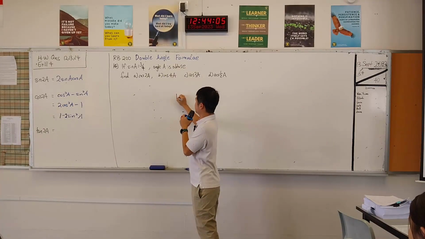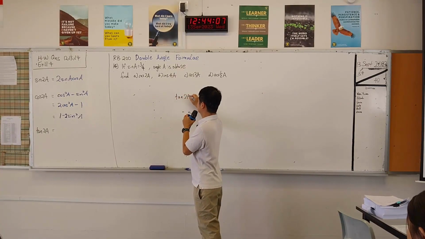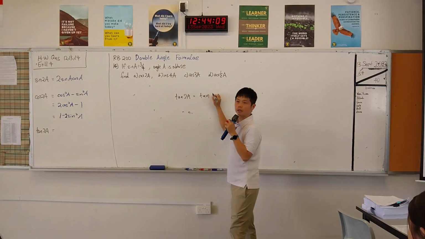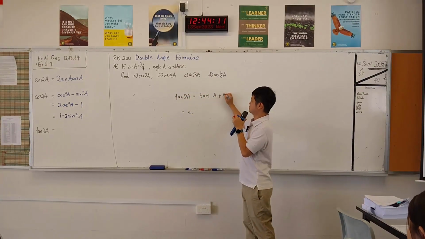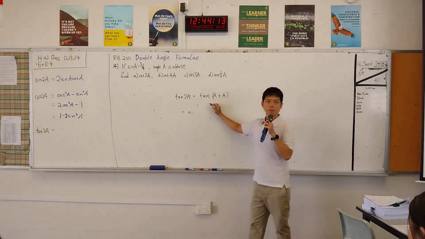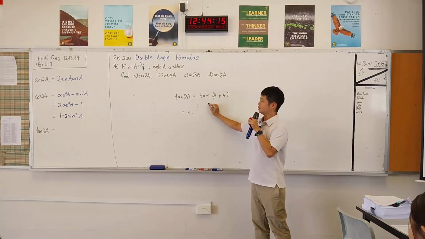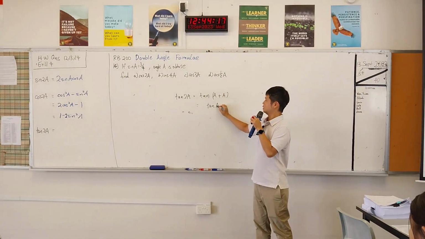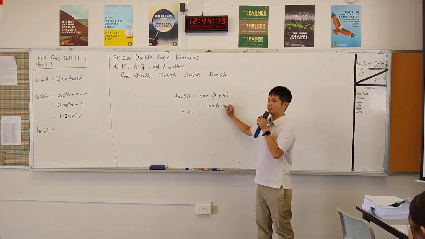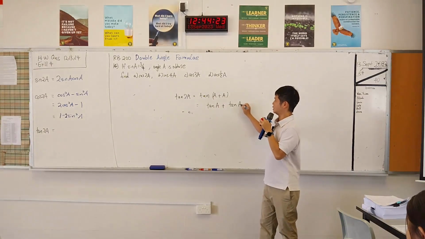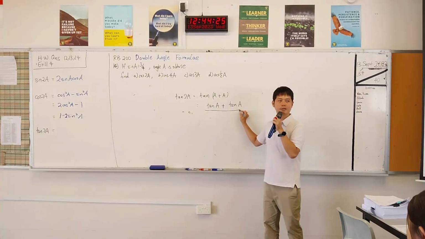So tangent 2A is equal to tangent of A plus A. Okay, so the formula is, see? Plus, then over.